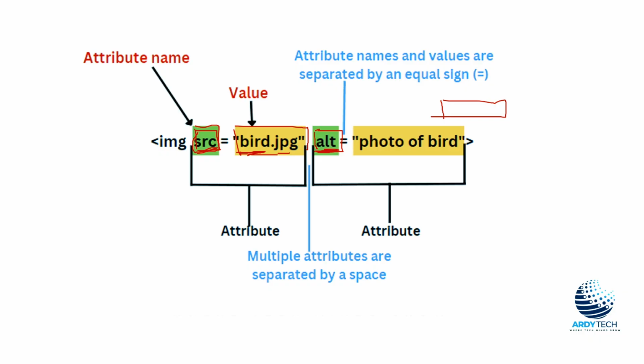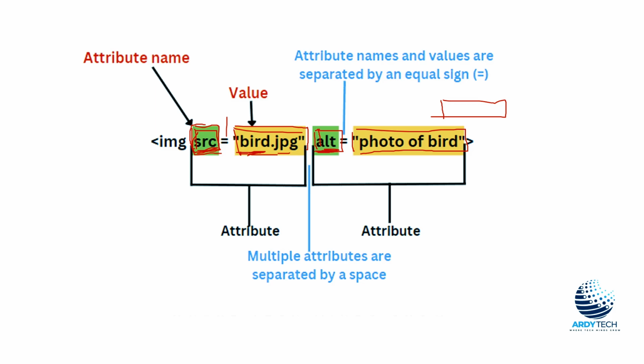So let's understand this. So this is the source attribute and this is the alternate attribute. Okay. So how do we add attributes? Of course, you just add the attribute name, an equal to sign, and the value. The value here is the location of this image. For this alternate, the value here just gives additional information about this image, whether the image is present or not, or whether to display a short text of the image.